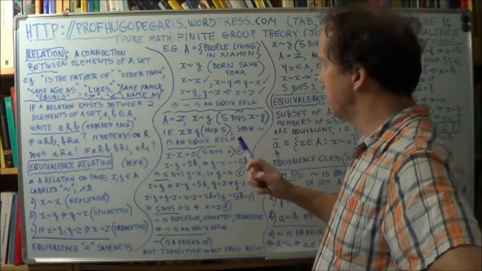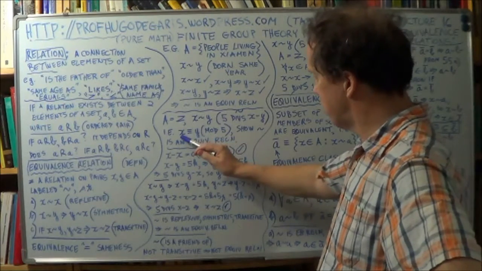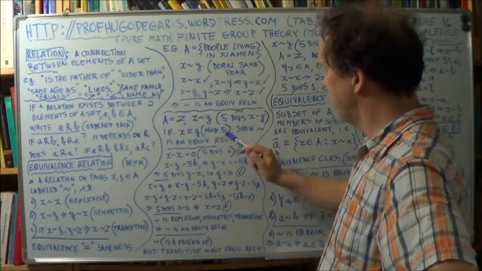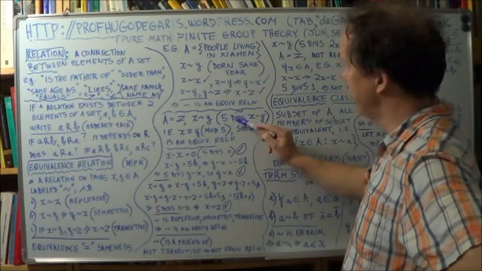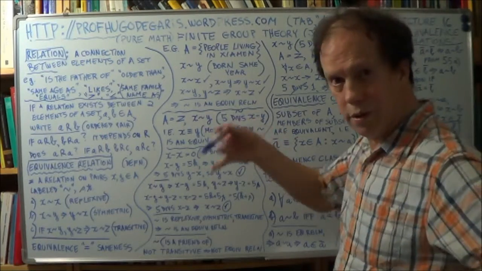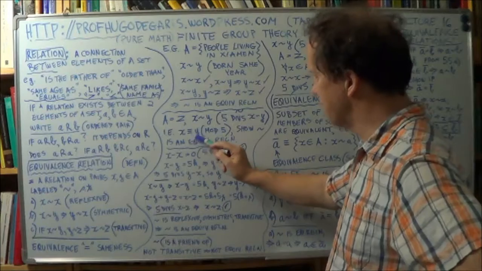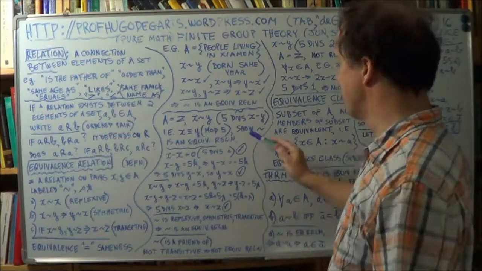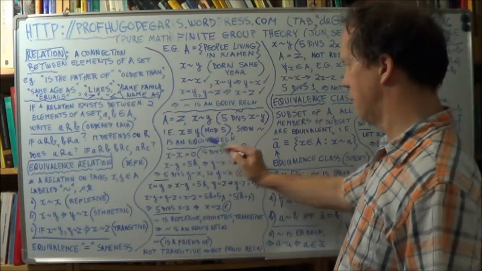Two numbers are congruent mod something if the something divides the difference, right? So if 5 divides x minus y, you can rewrite it. It's the same thing: x is congruent to y mod 5. So let's show that this relation here is an equivalence relation.